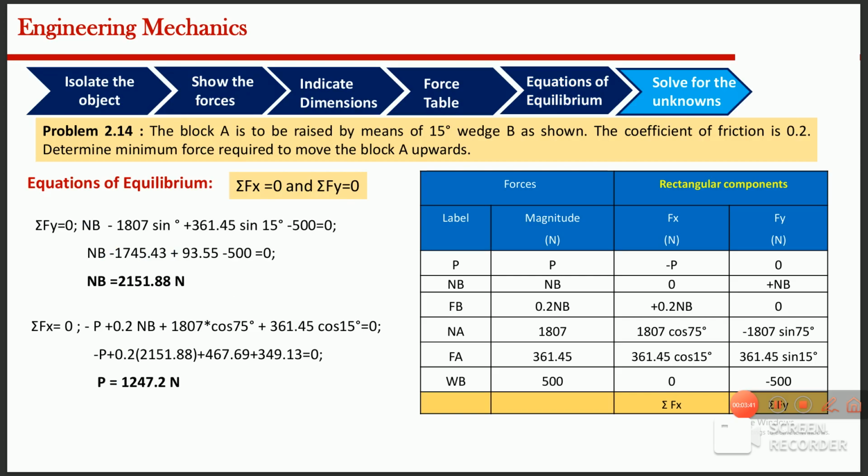Now we apply the equilibrium equations to wedge B. From the vertical equilibrium equation, we obtain the normal reaction from the ground. Then using horizontal equilibrium, we calculate the required pushing force. The calculated minimum force is approximately 1247.2 newtons.